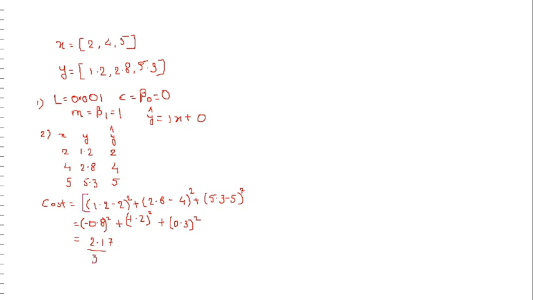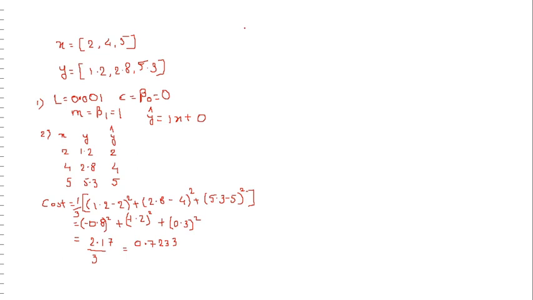Here we need the MSE formula, right? So what does the MSE formula say? We need to average the value, take the mean of these values. So what is the error, what is the cost that I get over here? 0.7233. Okay, this is the initial cost that I have got.